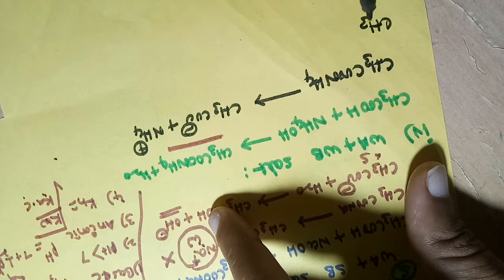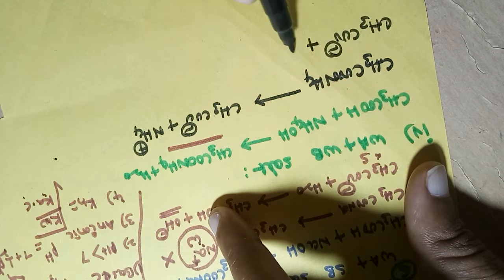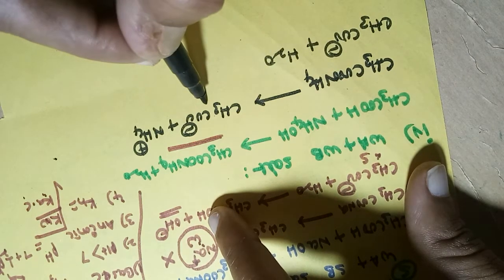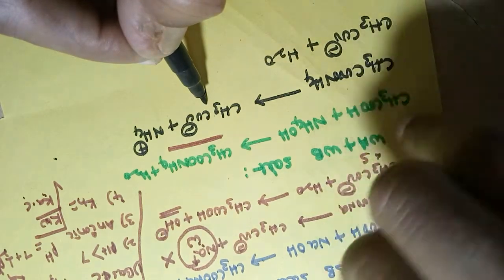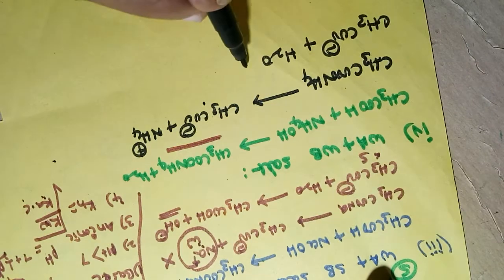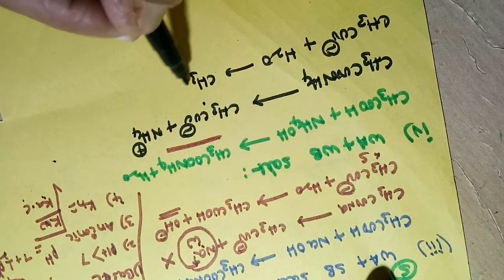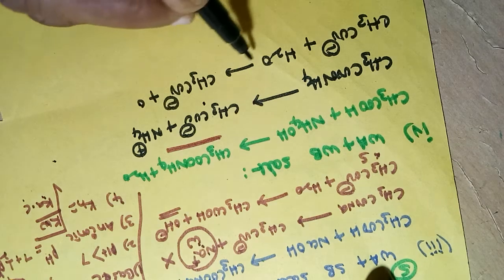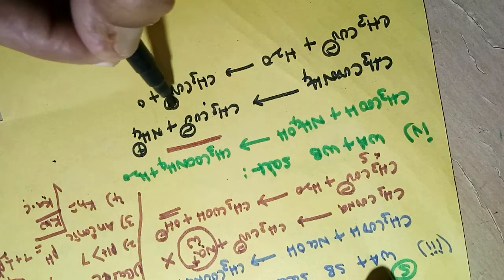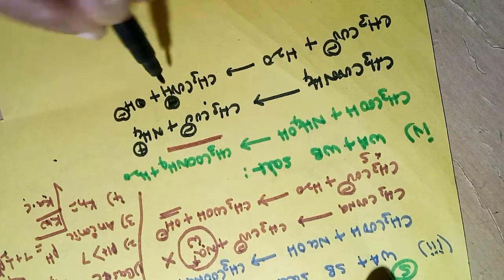This CH3COO minus ion is involved in hydrolysis because it is formed from a weak acid. So that's why this is strong. It is involved in hydrolysis and we will get CH3COOH and OH minus ions. This is anionic hydrolysis.